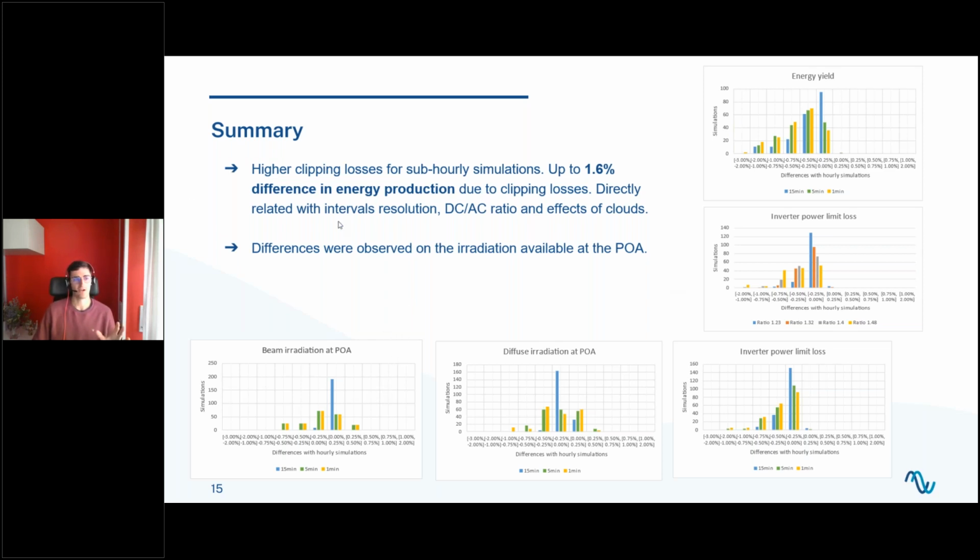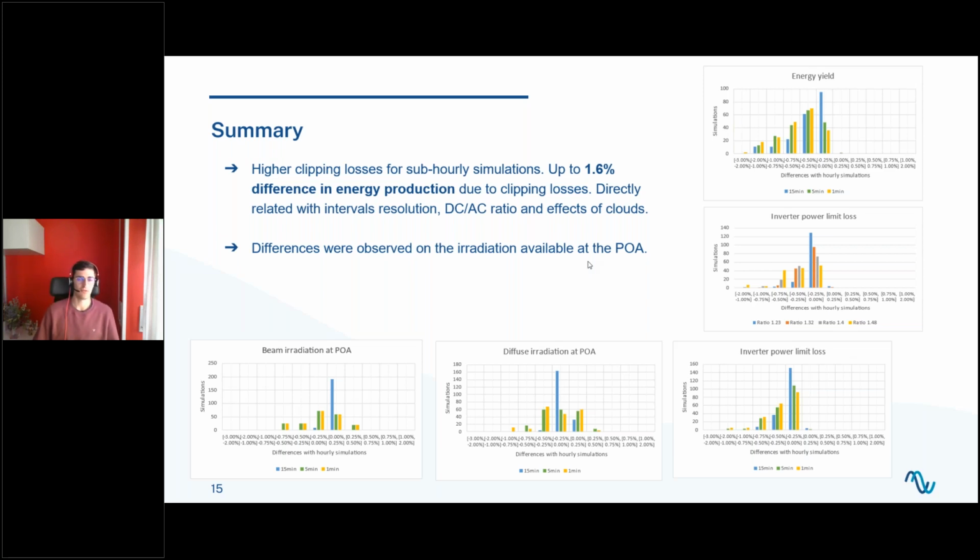So summarizing, we observed that there were always higher clipping losses for sub-hourly simulations, seeing up to 1.6% of difference in energy production due to the clipping losses, and that these clipping losses are directly related with the interval resolution, the DC-AC ratio, and the effect of clouds.